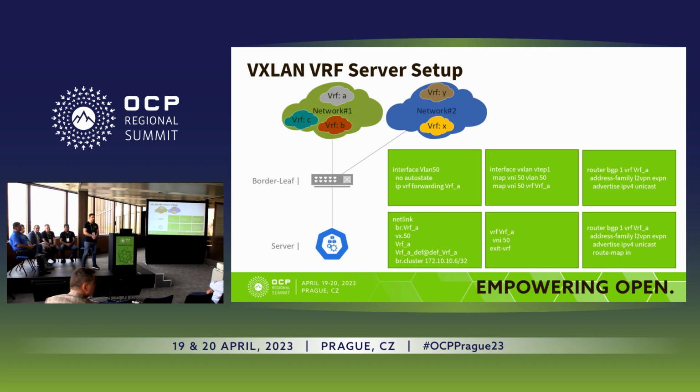And in the right bubble you can see just the needed configuration for BGP for the specific VRF. We enable the address family L2 VPN EVPN, and we will set up the command, for example, advertise IPv4 unicast, which takes care that all the routes which are in the specific VRF will be advertised through the BGP EVPN to, in this case, the destination, the server.